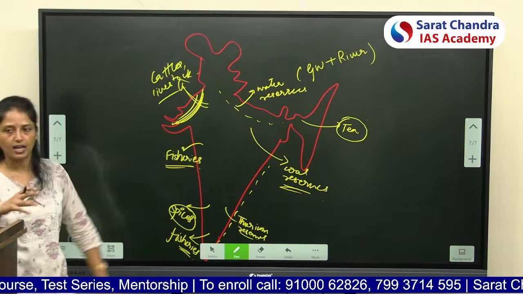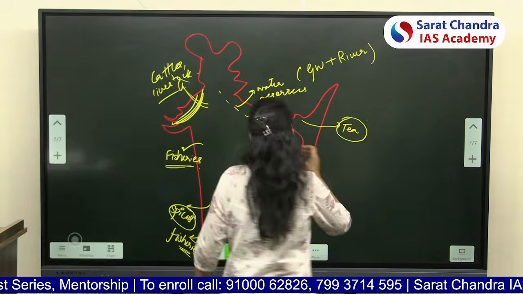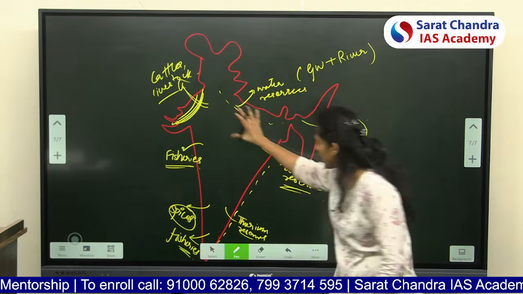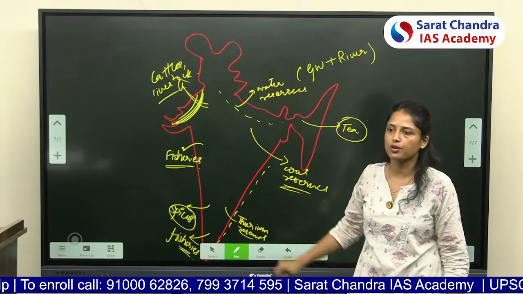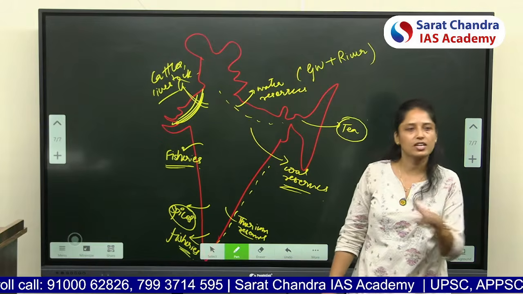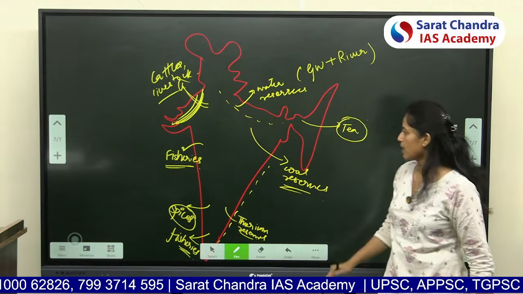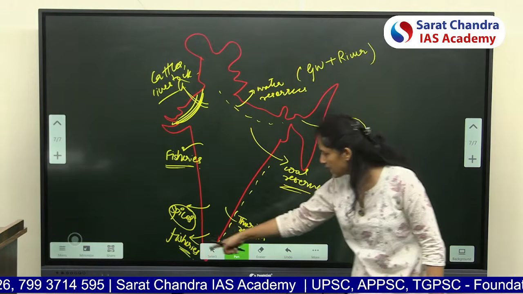Now if I ask a very simple question, why is population density very high in northern plains? Availability of water resources. Second thing, soil is very fertile there. If I ask why population density is very high in the coastal regions?